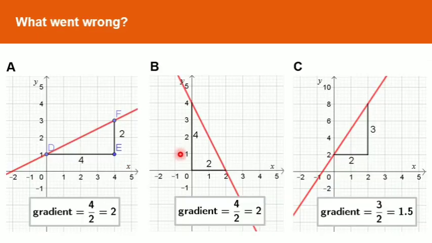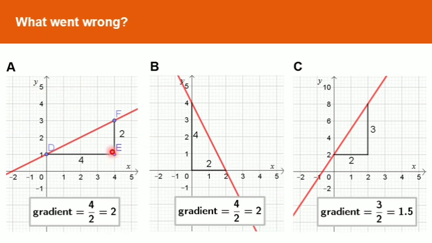Now let us check our understanding. Here I already prepared 3 lines with each gradient and all the gradients are wrong. Can you guess where they are wrong? Now let us go to line A first.